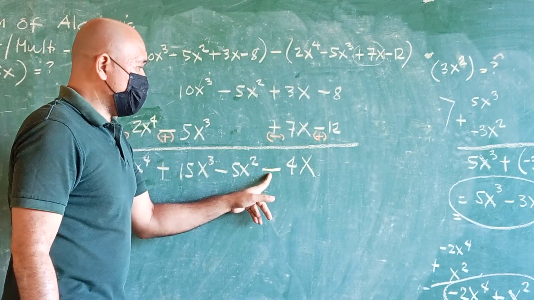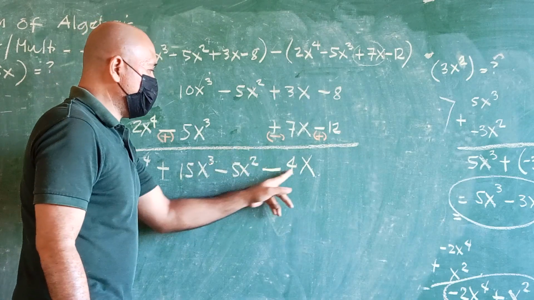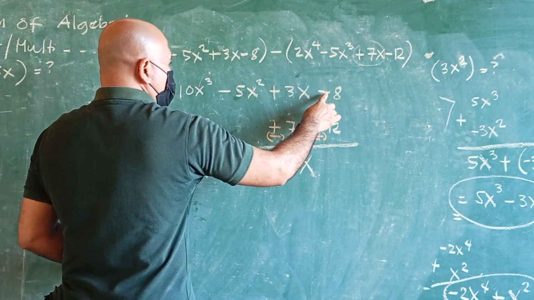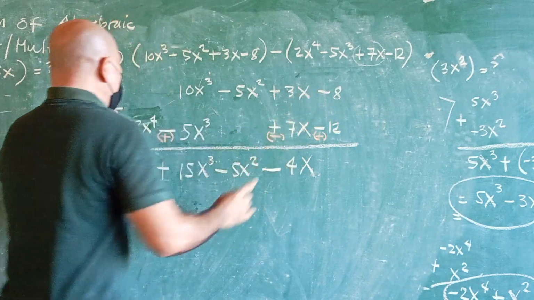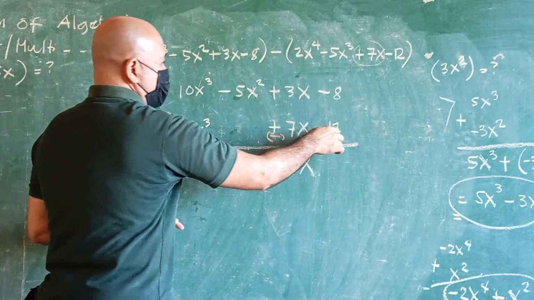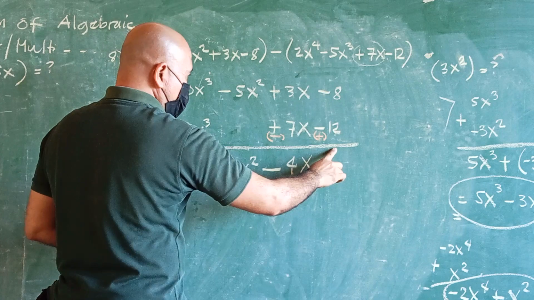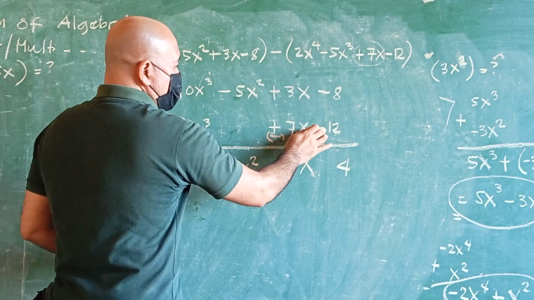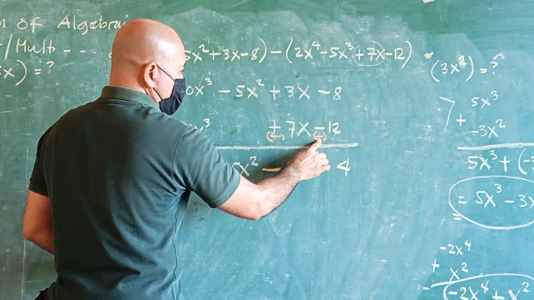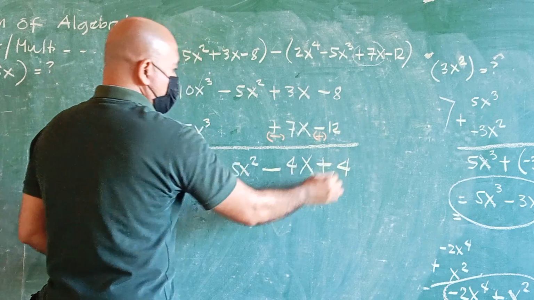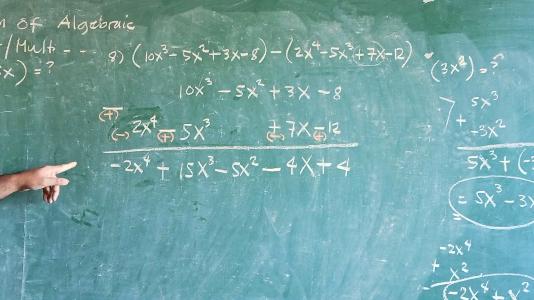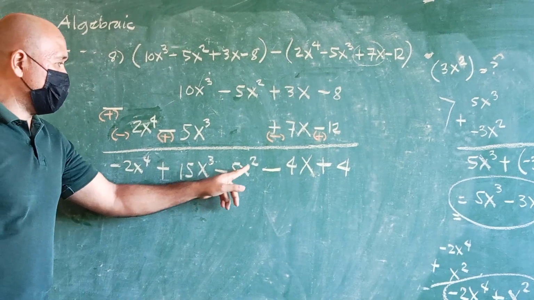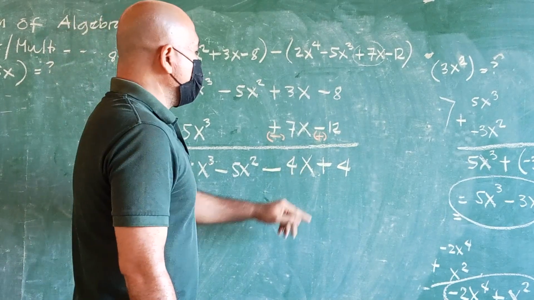The idea here is minus, not negative, because there is a term here before 4x. And for the last part, the constant part, it is now negative 8 plus positive 12. So unlike sign again. So the difference is 4, and since 12 has bigger absolute value, the sign now is positive, so it becomes positive or plus here. So therefore, the final answer is negative 2x raised to the power of 4 plus 15x cubed minus 5x squared minus 4x plus 4.